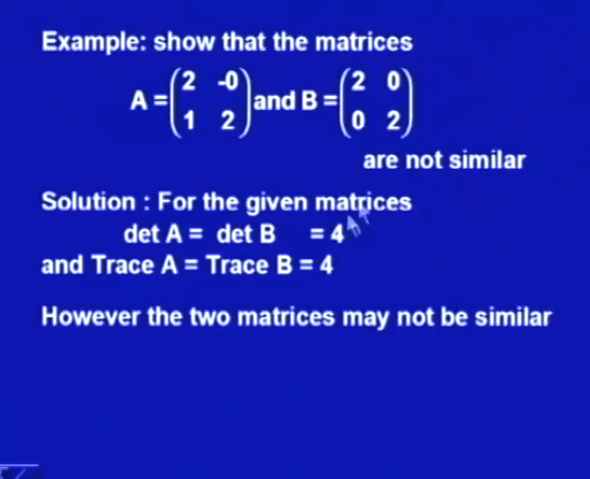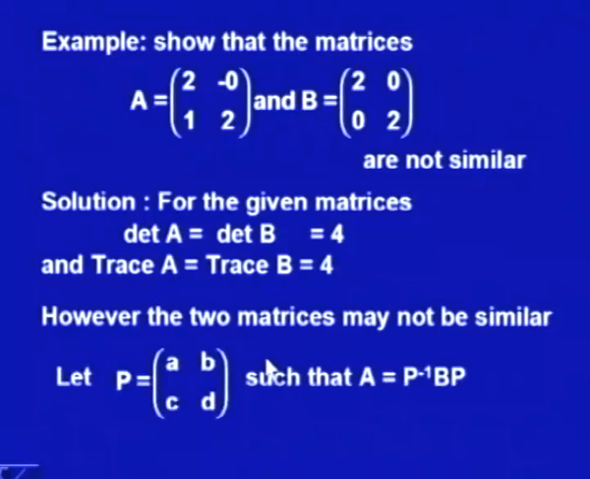My claim is that these two matrices are not similar, although their determinants and traces are equal. Now to show this result, let me take a square matrix P, a general matrix consisting of elements a, b, c, d, such that one can express A in terms of the matrix B as P inverse BP.